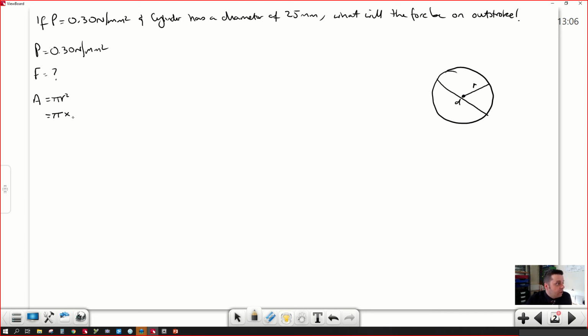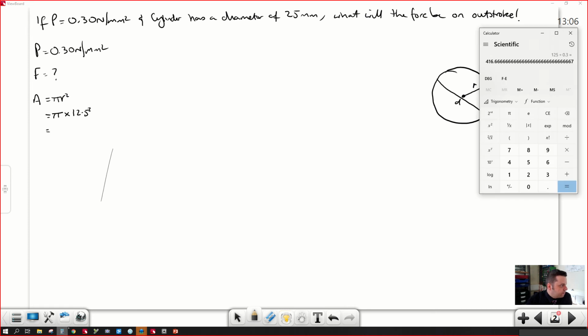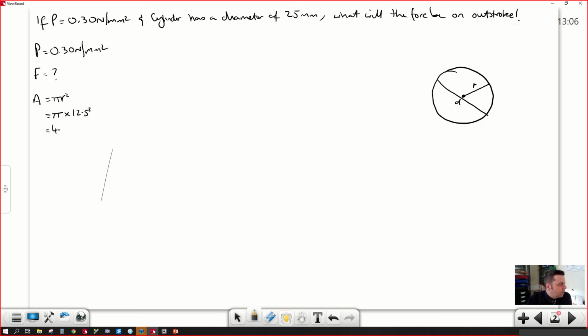Area is pi multiplied by radius squared, so that's half of the diameter, 12.5 squared, and we put that in the calculator. So 12.5 times 12.5 multiplied by pi is 491 millimetres squared. I'm not going to round that because it's not a final answer. That's us got an area.